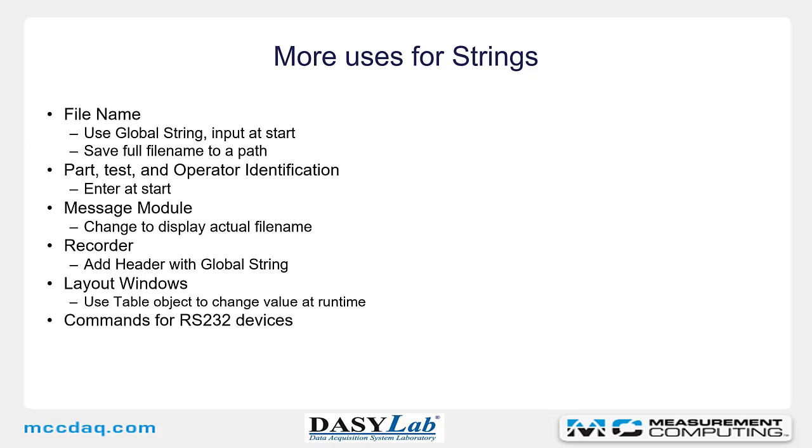In addition to some of the things that I mentioned, you can use strings as file names. For example, you can prompt at measurement start to use a global string as a file name. You can also, in the write data module, save the full file name to a path so that you can configure DASYLab to display the actual file name that you created. Part test operator identification, purchase orders, work orders, other context for the tests that you're running.